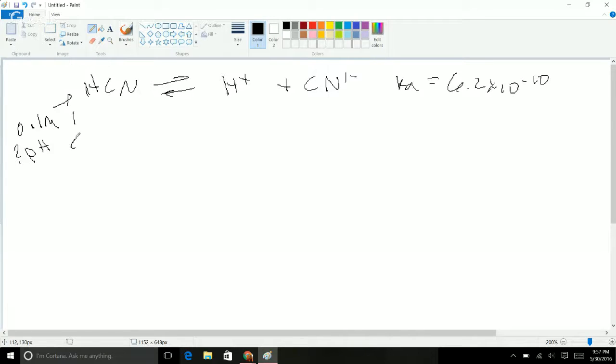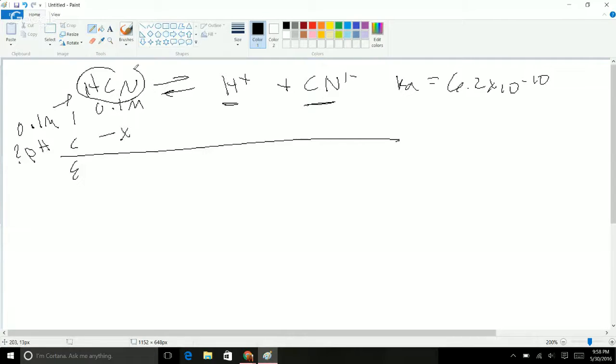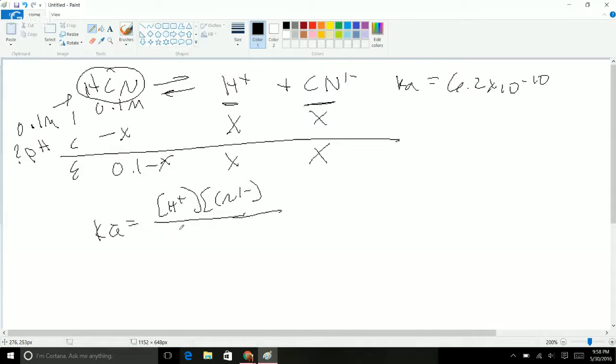You would want to create an ICE table or a RICE table, where I put in 0.1 molar of this hydrocyanic acid, and initially I don't have any of the products because it hasn't equilibrated yet. So my 0.1 minus X, because some of this has now broken apart to create X amounts of H and CN. So at equilibrium, 0.1 minus X will produce X amount of H's and X amount of CN minuses. Now in this case, you're never going to have a 2X because acids always come off one hydrogen at a time. So you're never going to have a 2X in any kind of Ka table. So now if I write my Ka, products over reactants, I'll have my H plus and my CN minus over my reactant, HCN.